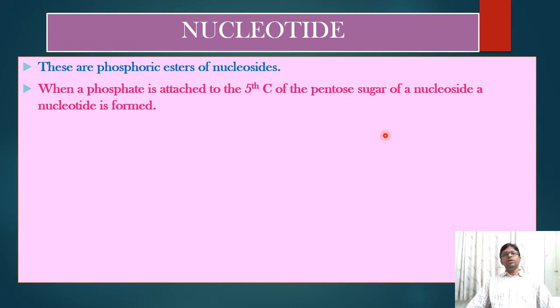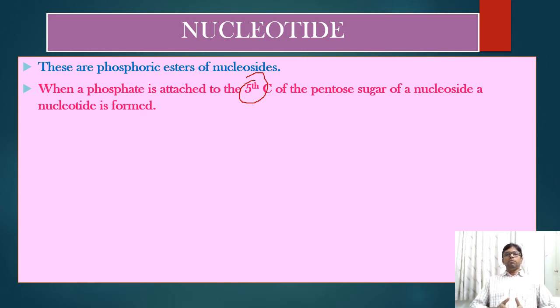Nucleotides are the fundamental units of a polynucleotide chain. Nucleotides are phosphoric esters of nucleosides. When a phosphate is attached to the fifth carbon of the pentose sugar of a nucleoside, a nucleotide is formed.